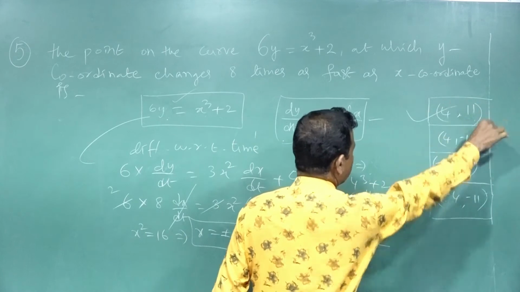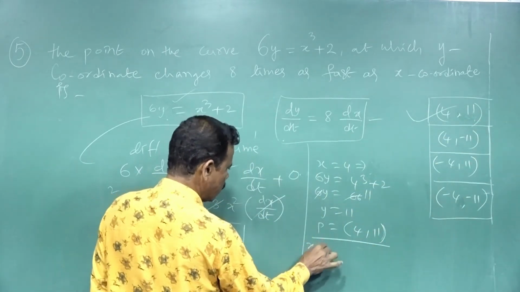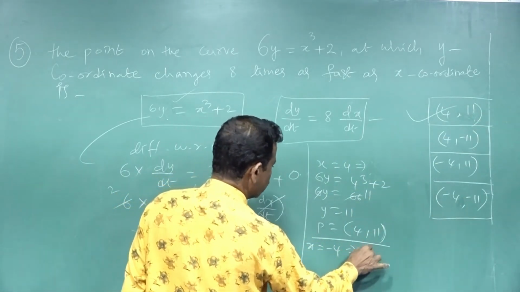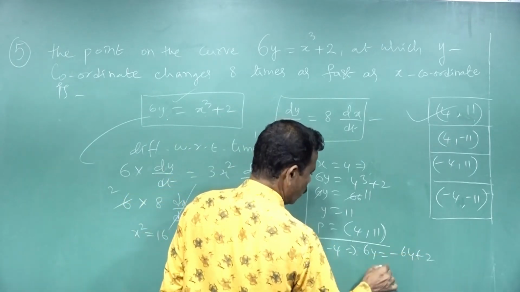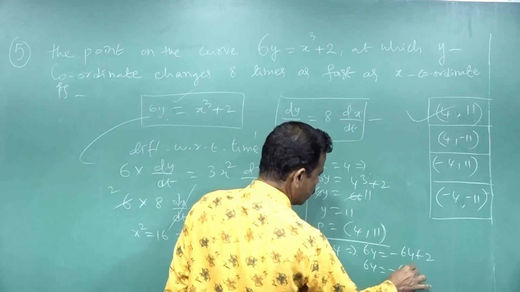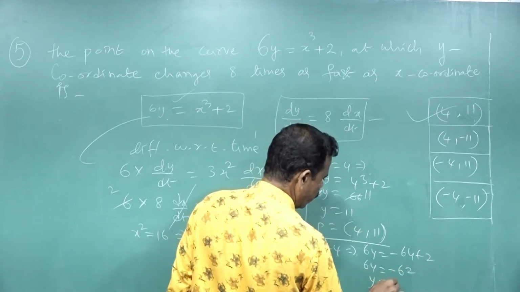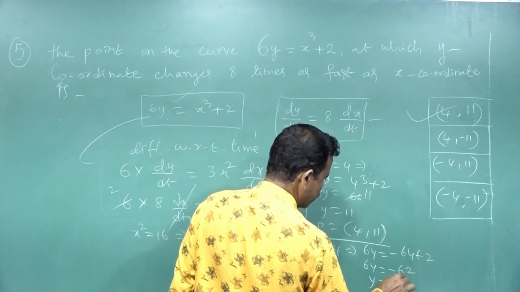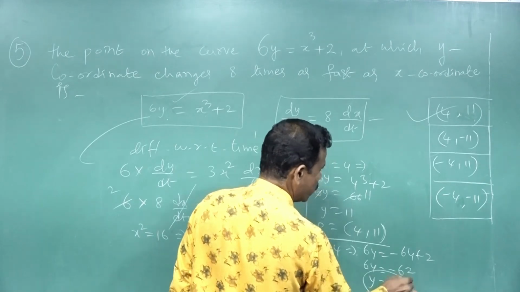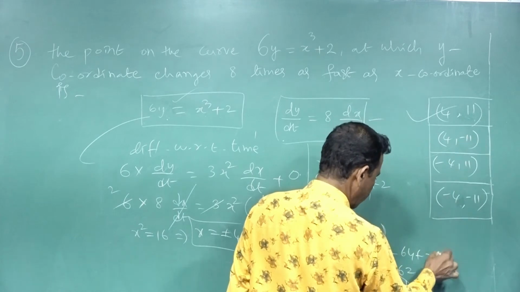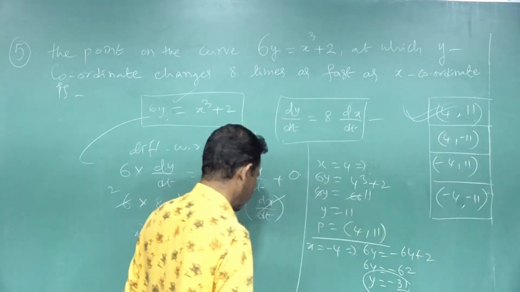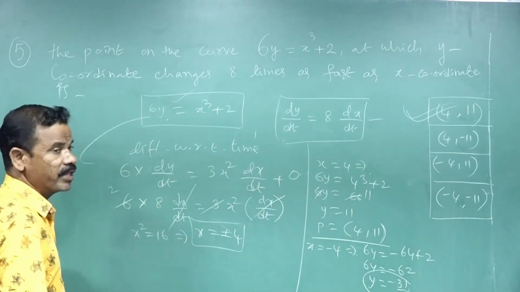In this, having 4 comma 11 as the first option, if x is equal to minus 4 also, then 6y is equal to minus 4 cube, minus 64 plus 2. So 6y is equal to minus 62. So your y value comes negative, minus 31 by 3. So this value is not here. That's why 31 by 3 is not here. That's why the first one is the option, right. 4 comma 11 is the right answer.